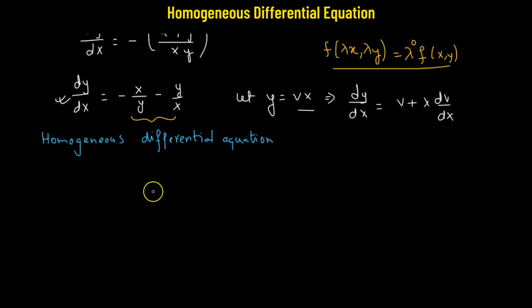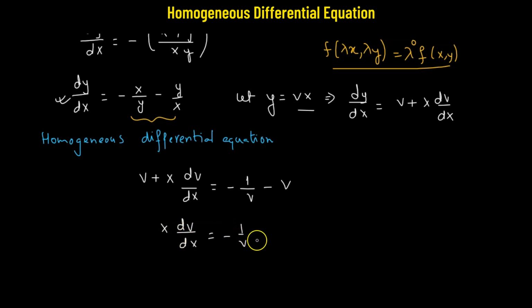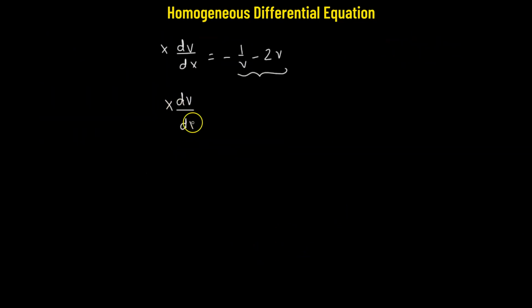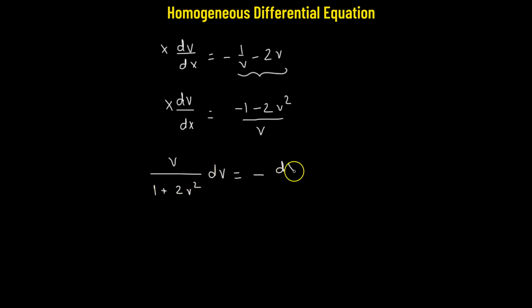So we will get v plus x times dv over dx equals minus, so here we have x over y, so that will become negative 1 over v, minus y over x, so that will become v. So further solving this, we have x dv over dx equals negative 1 over v minus 2v. And if we combine these two terms, now we can separate the differential. So we have v divided by 1 plus 2v squared dv equals negative dx over x. So this is in the variable separable form.